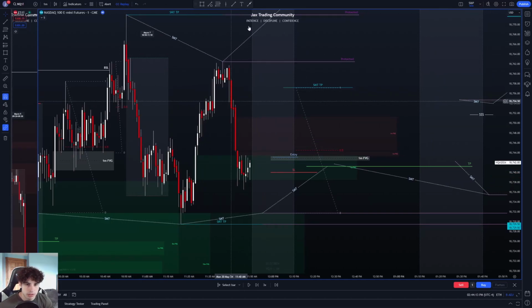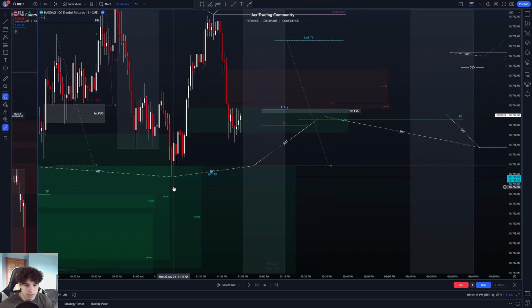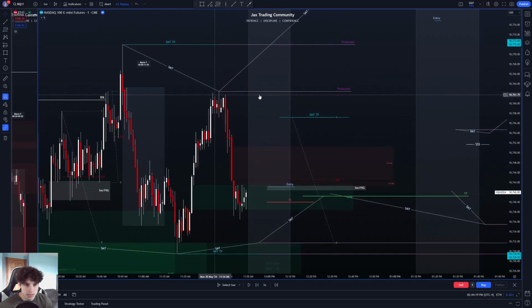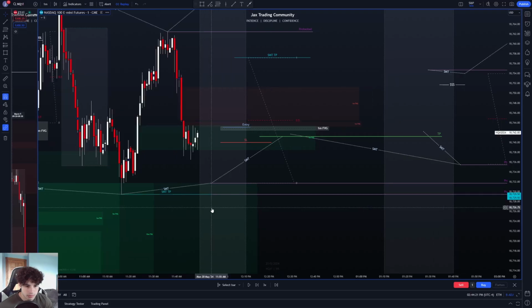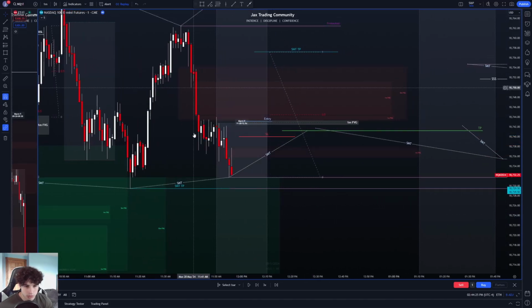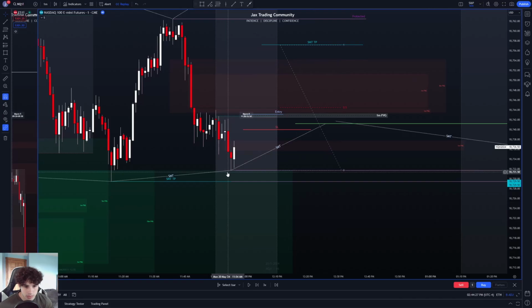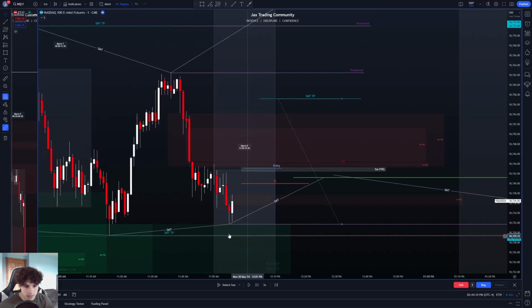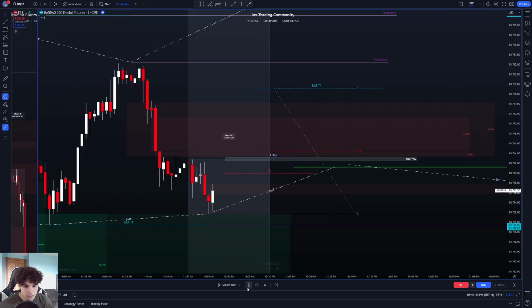And this SMT created right here shows that this SMT TP wants to get taken, and that this is a protected high. So we come down here, and we're also entering into this macro, but you can see ES takes this low while NQ doesn't, forming SMT. And we're into this macro. We have a downtrend going into the macro, so I want to see some sort of reverse to the upside.